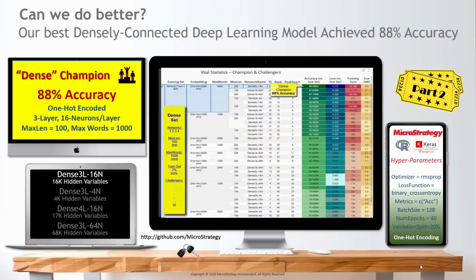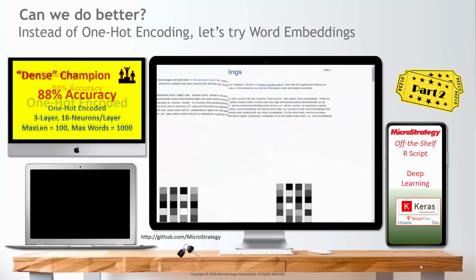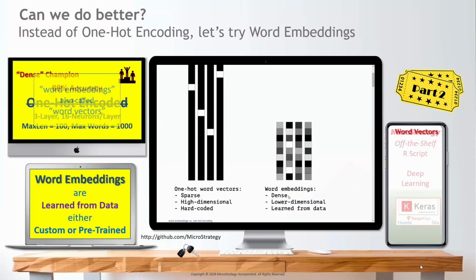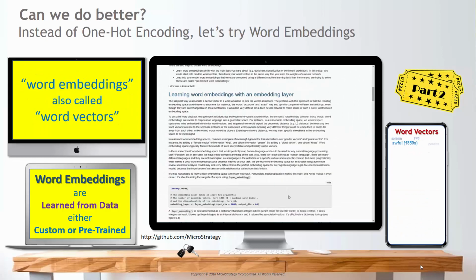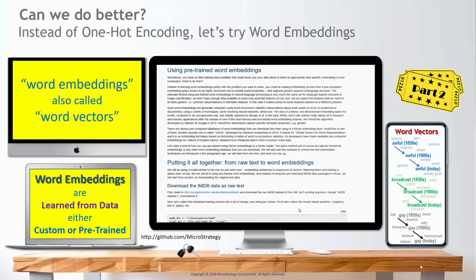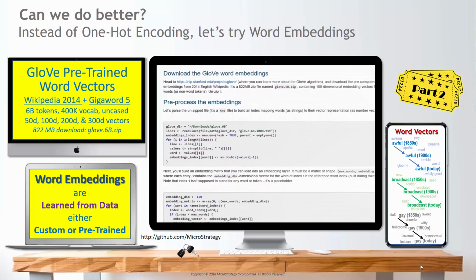Once again, I cracked open my favorite deep learning text and its chapter on using word embeddings instead of one-hot encoding. Word embeddings are actually orders of magnitude denser than using one-hot encoding to represent the words in our movie reviews. They are also called word vectors because similar words are closer than opposite words which are farther apart. Word embeddings are learned from data, and we'll build our own custom embeddings from our own movie review dataset.